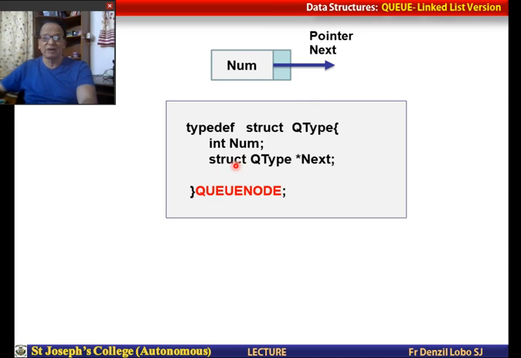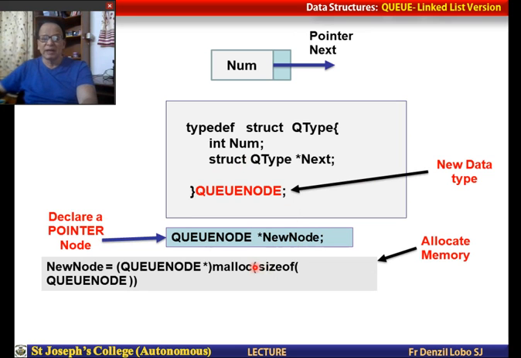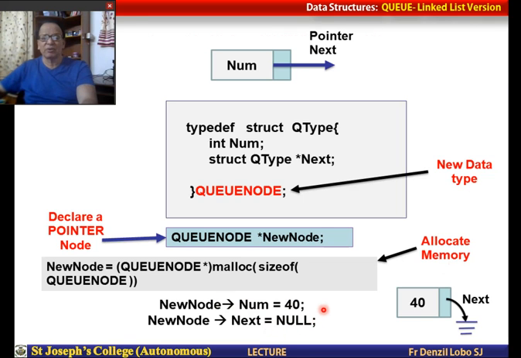You are familiar with the new data type called queue node, and then we create a new node here. New node is a pointer of the type queue node. Then we allocate memory to that queue node, new node, and then we assign 40 to this new node's number and say its next points to null. So this is what we are going to do.